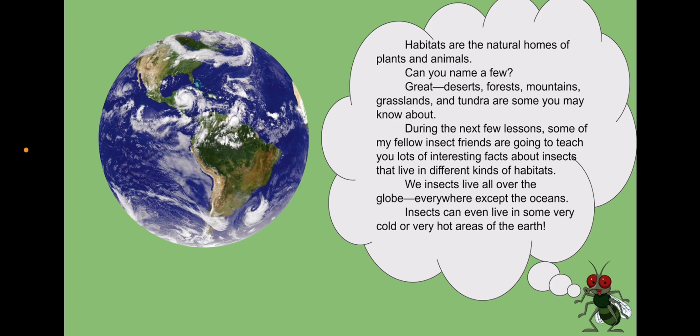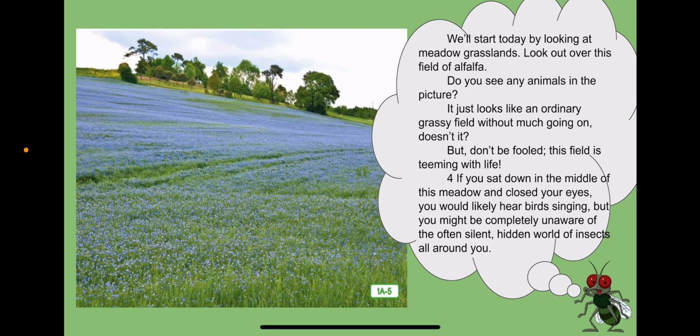We insects live all over the globe, everywhere except the oceans. Insects can live in some very cold or very hot areas of the earth. We'll start today by looking at the meadow grasslands.